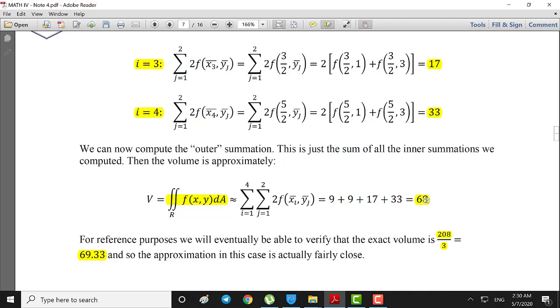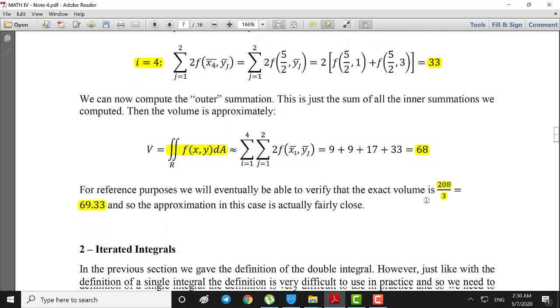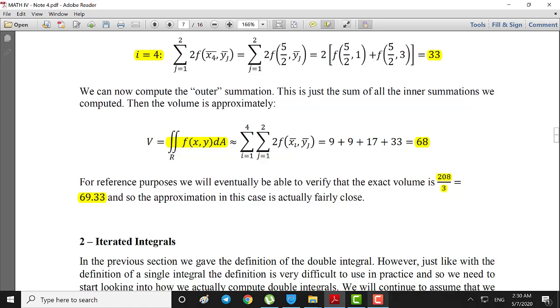So we see that the midpoint rule gave us a very good approximation with a small error value, and the approximation was a fairly close approximation. Now, in the next section, we're going to learn how to actually calculate the value of a double integral without using the definition, using the theorems that are available.